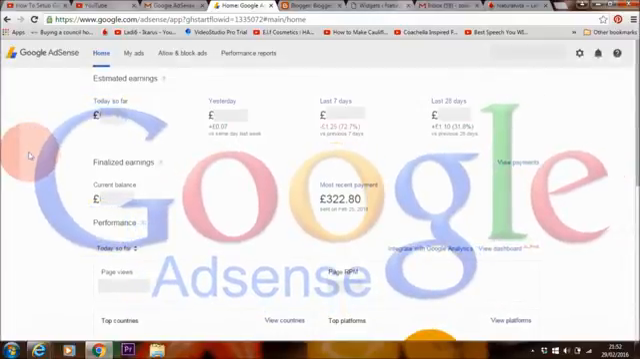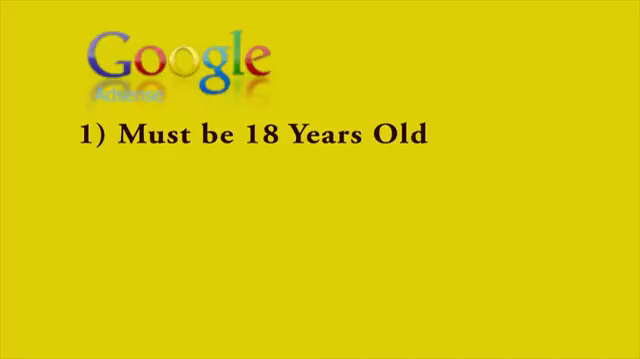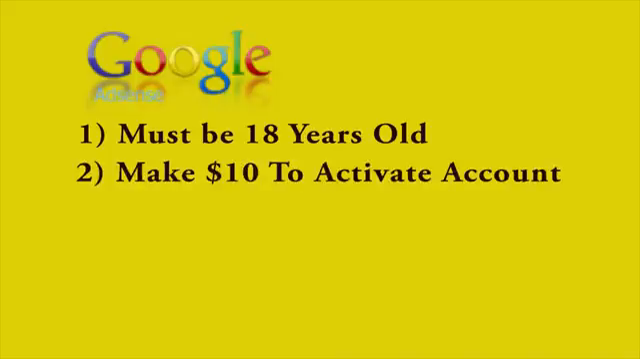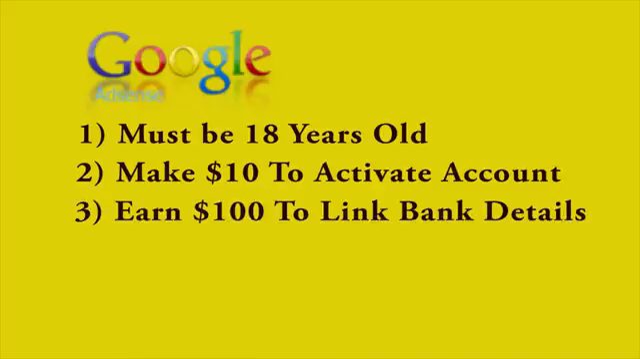So let's get started. Number one, yes, you need to be 18 years or over to create or set up a Google AdSense account. Number two, you need to make $10 to activate your AdSense account. Number three, you need to make $100 to link your bank account details or your PayPal account details to Google AdSense. Now, until you make $100, you won't get paid from Google AdSense. So just be mindful of that.